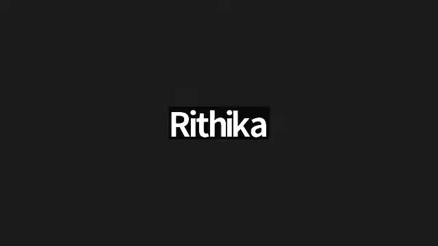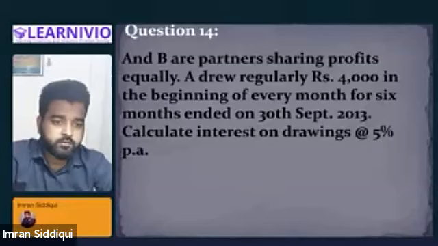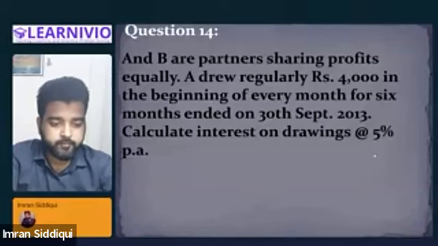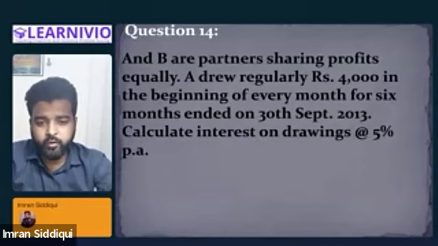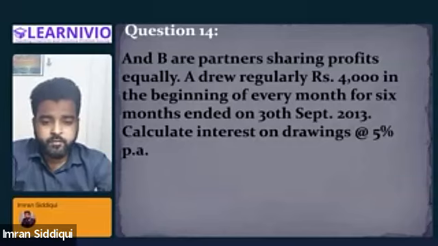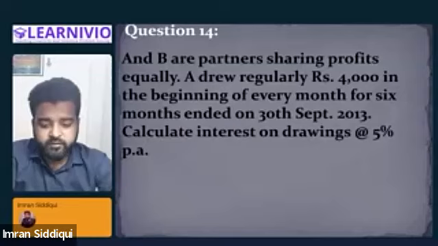Yes, sir. Okay. And the last drawing must have been made in the month of, just a second. My PowerPoint is not working. Yeah. So it says that the beginning of every month for 6 months ended on 31st of September. So for the month of September, the drawing must have been made on 1st of September. Is that right? Yes, sir. April, May, June, July. Okay. So after the last drawing, how many months are still left in the year?